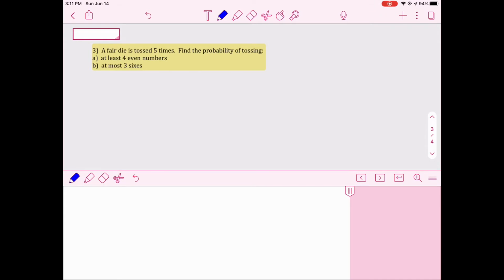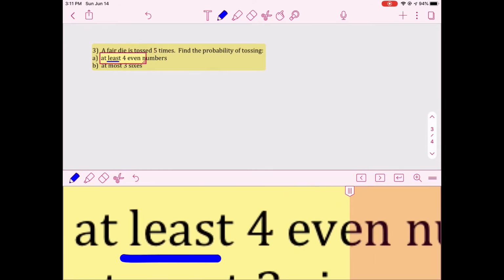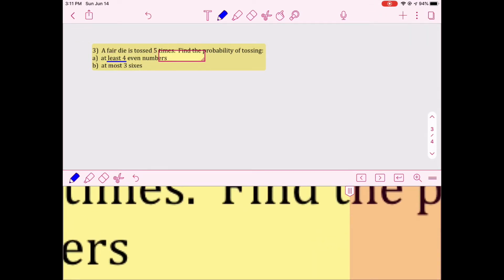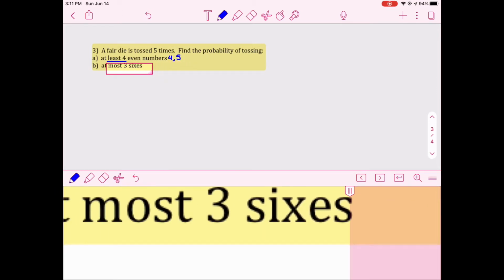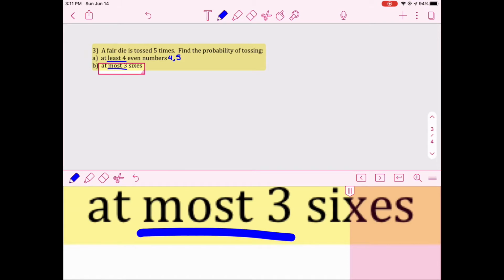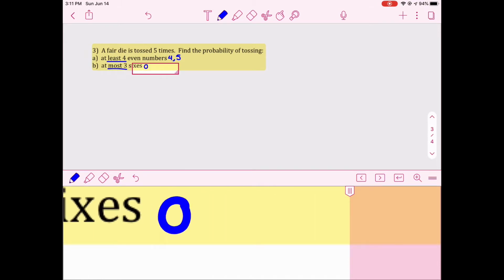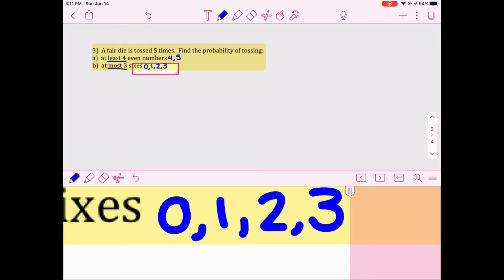So first, you see how many times it's rolled, and then at least 4. So that means 4 and 5 times. And in part B, it's at most. So it's 0, 1, 2, and 3. Those will be in place of the R in the formula.